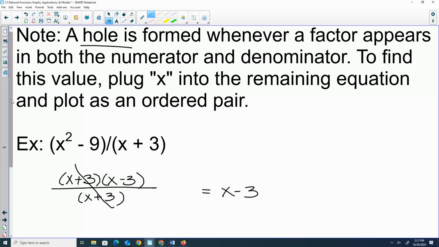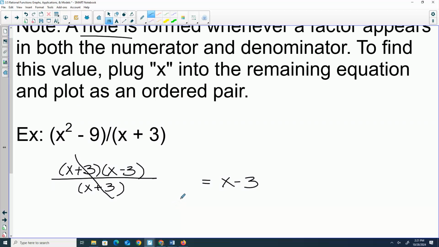But we talked about at the beginning, these aren't truly the same thing because they have different domains, right? When something cancels out like this, it creates a hole in the graph. And you have to be able to give me the ordered pair where that happens. So to find x, we just look at what canceled, x plus 3. So what's the 0 of that? Not positive 3, but negative 3. If you set x plus 3 equal to 0, you get negative 3. That's the x value.